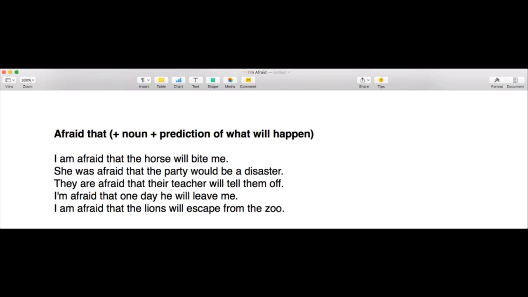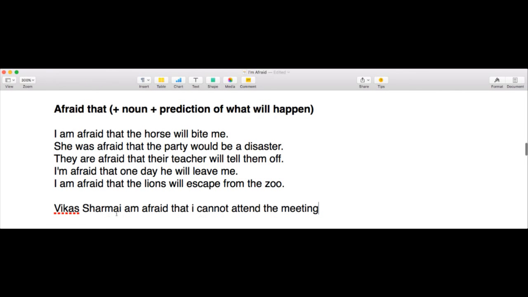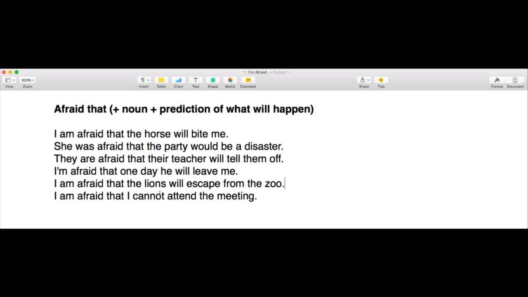I am afraid that I cannot attend the meeting, says Vikas. This is very good, but Vikas, like I've mentioned a few times already, and I probably will have to keep repeating because it's one of those common mistakes. Capital I, my dear, capital I. I am afraid that I cannot attend the meeting, full stop. Very good. I am afraid that she will take my soul, says Dr. Samir. Very good. I am afraid that you will never read my sentence out, says Tomek. Well, no need to be afraid because I've just read it out for you.